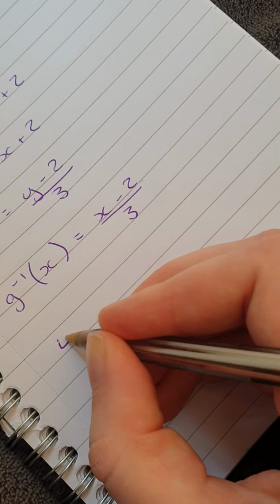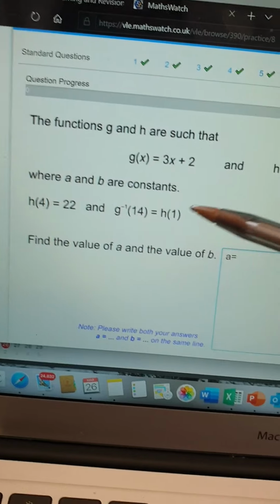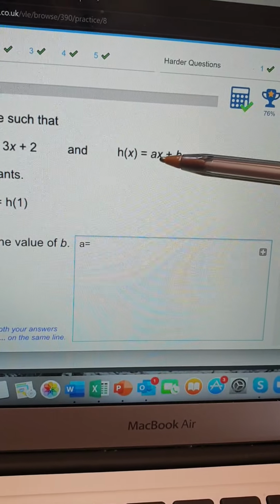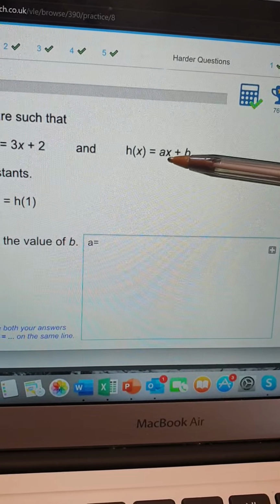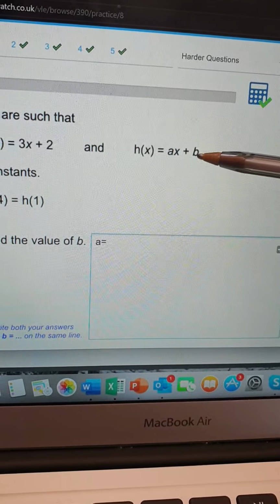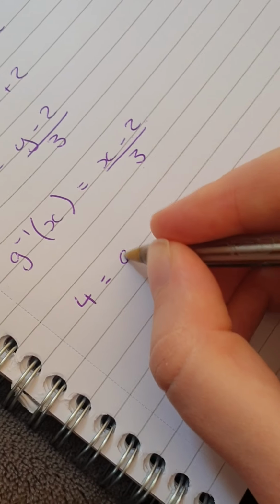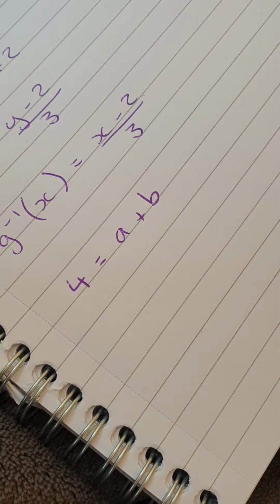So I know that 4 is going to be equal to, now I want h of 1. So I'm going to look at h and I'm going to say, right, instead of an x, I'm going to write a 1. So that's just going to become a plus b. So I know that 4 is going to be equal to a plus b.